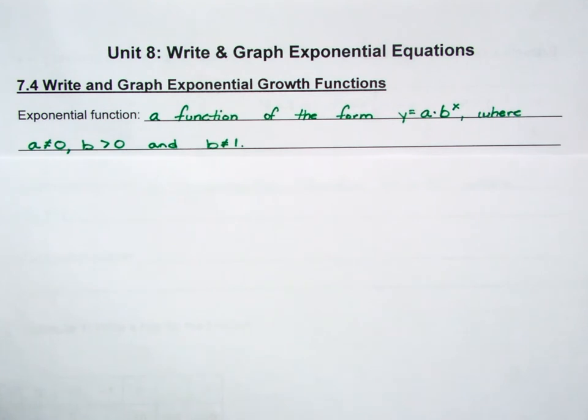So an exponential function is defined as a function in the form y equals a times b to the x power, where a is not equal to 0, b is greater than 0, and b is also not equal to 1. Those are 3 things that have to be true in order for a function to actually be an exponential function. Okay? I'm going to pause here for just a couple of seconds, give you an opportunity to get that down into your definition, and then we'll talk a little bit more about it.